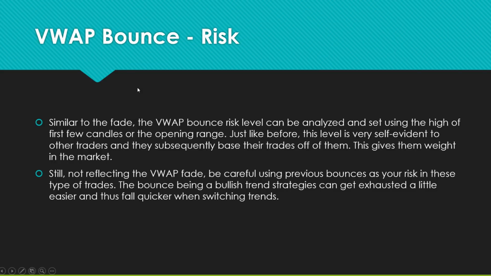All right, and so now let's move on to the second strategy, which is called the VWAP bounce. This is essentially the VWAP fade flipped upside down. And so this is a long strategy, and like this says, similar to the VWAP fade, the VWAP bounce risk level can be analyzed and set using the high of the first few candles or the opening range. I see this a lot as well.